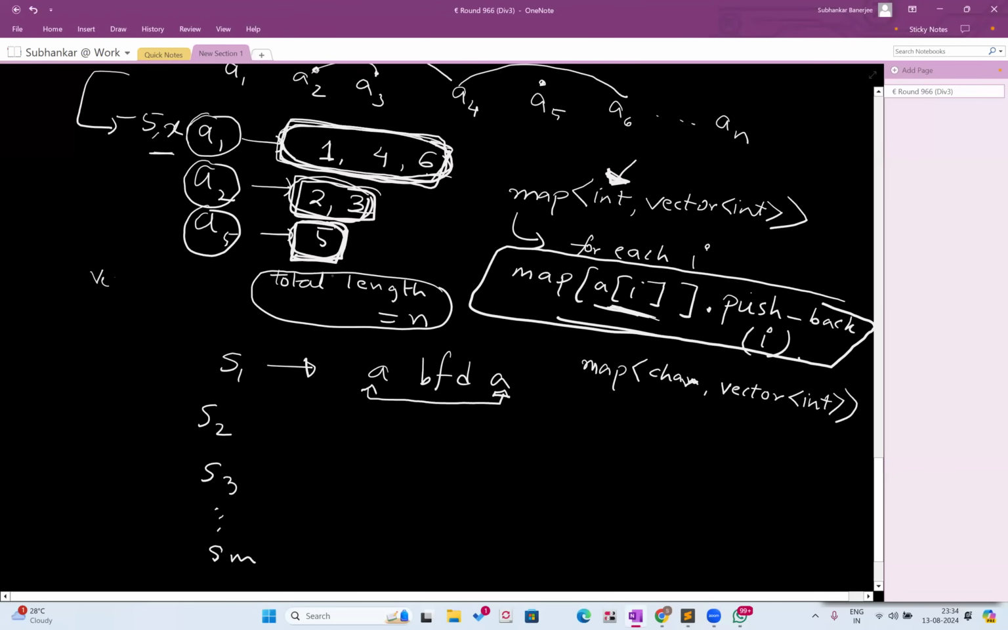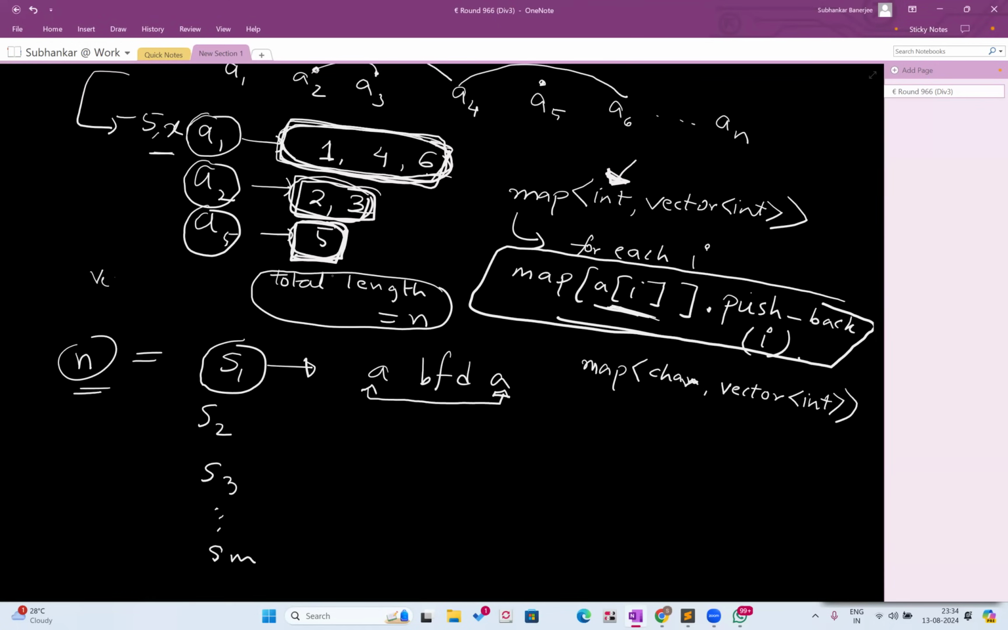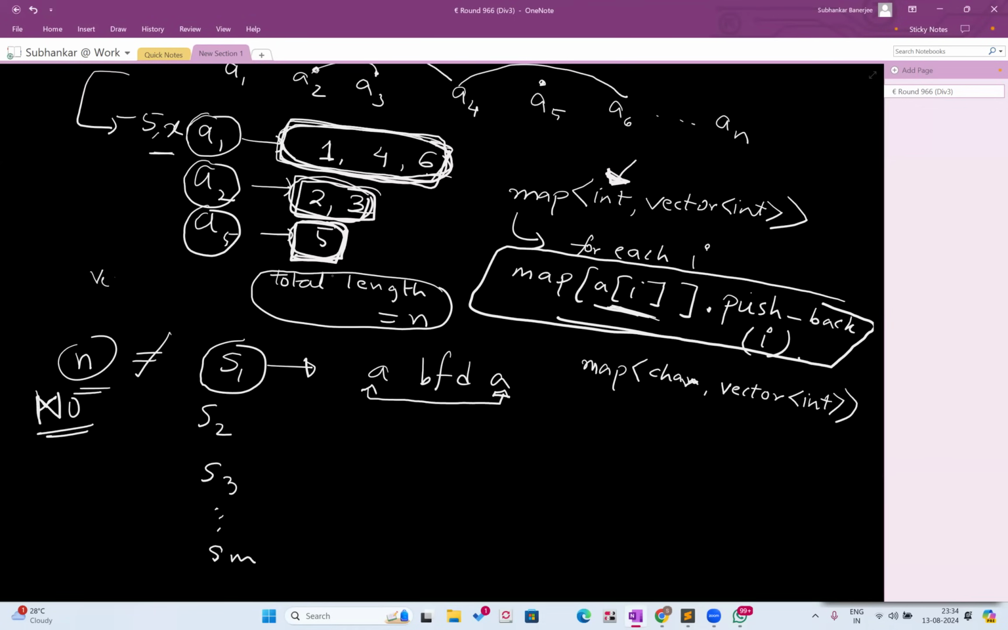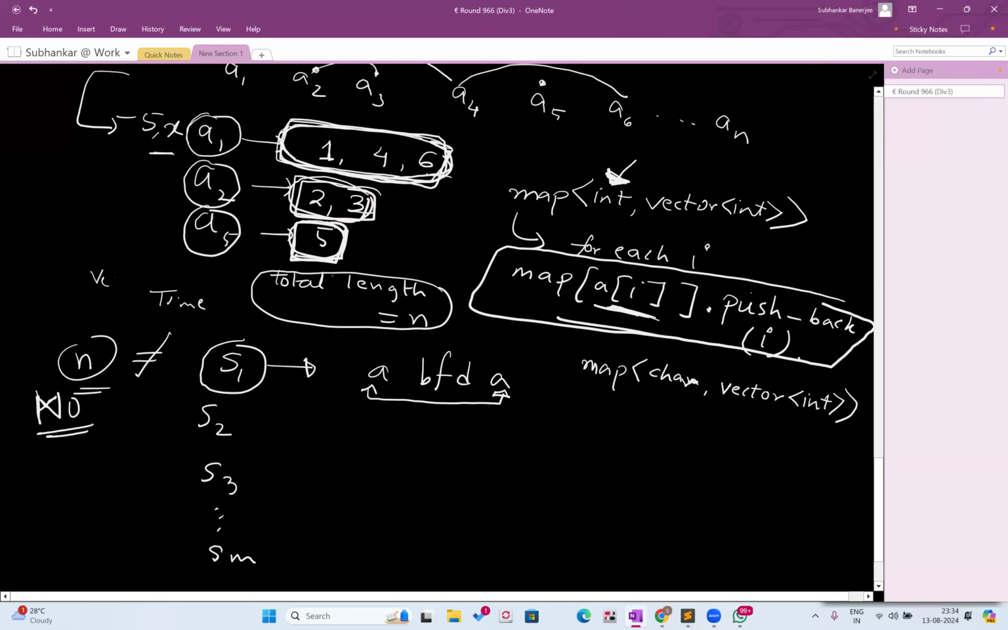First we'll check the length of the string. If the length of the string is not equal to n, which is the length of the array, then obviously the answer for this will be no. Otherwise, I'll create a similar map for this string. For creating this map, we require time n log n, and n log n for the array part as well.